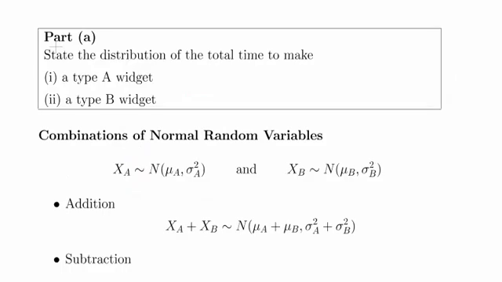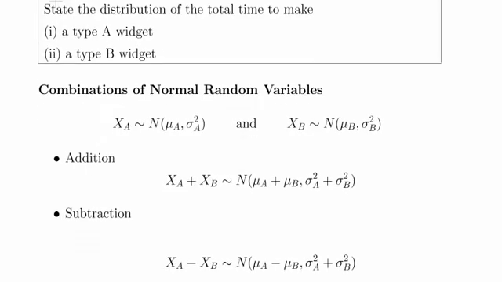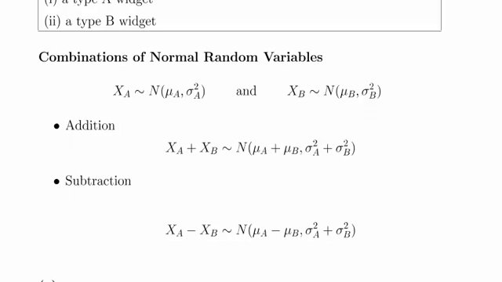State the distribution of the total time to make type A widgets and type B widgets. Okay, so this is the crucial part of the question here. How do you combine normal random variables? Now this is not related to the question, these are just two generic normal random variables, XA and XB, with means mu A and mu B, and variances sigma A squared and sigma B squared.